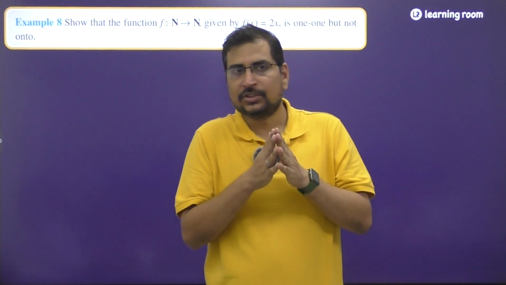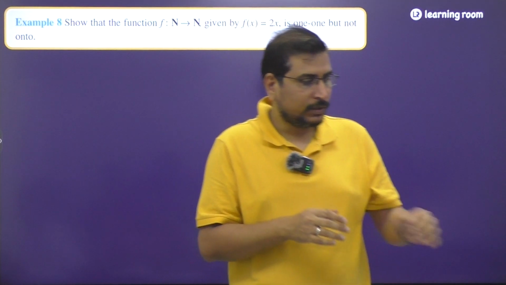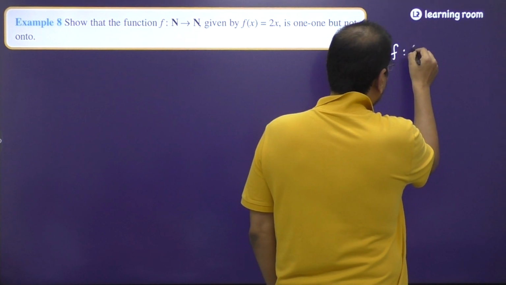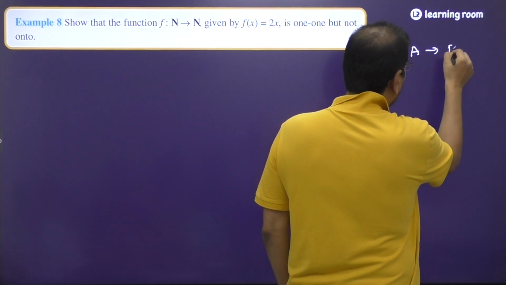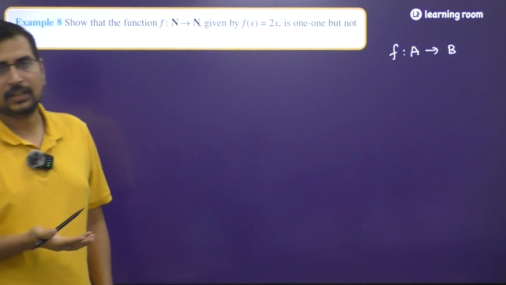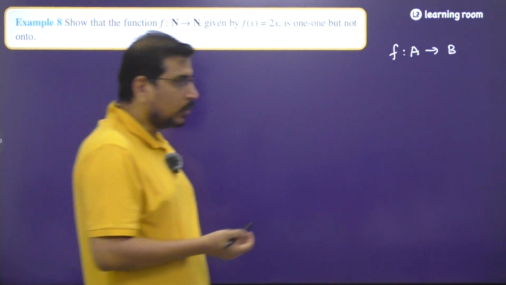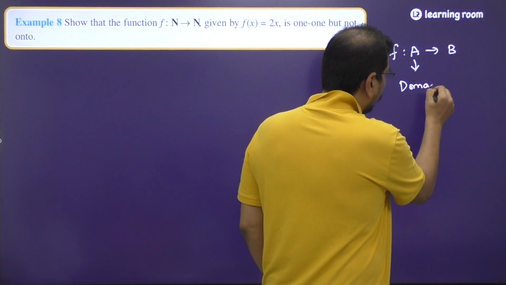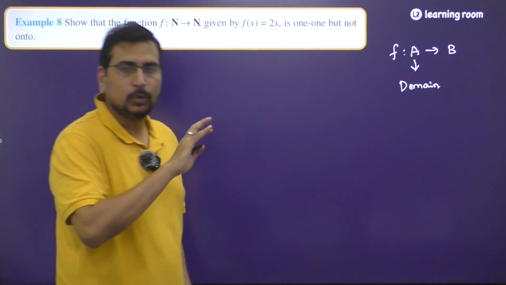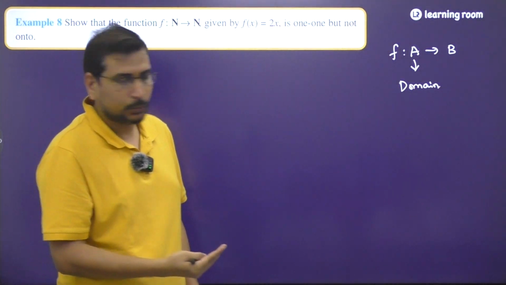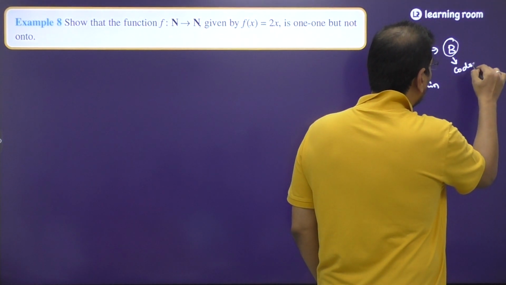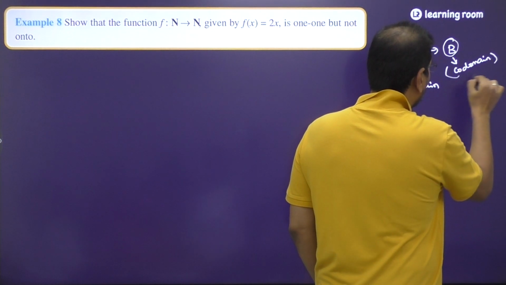So what does a 1-1 function speak about? If you're defining a function f from set A to set B, in your textbook they have given it as x and y, I'll change it to A and B. What is the set A called as? It's called the domain set, which speaks about all the input values that we give. What is this B called as? We call it the codomain, right?